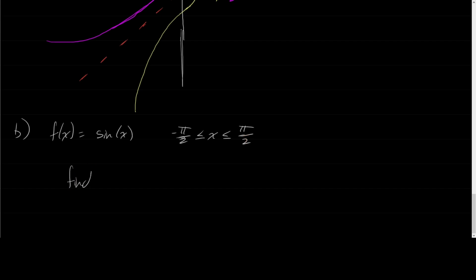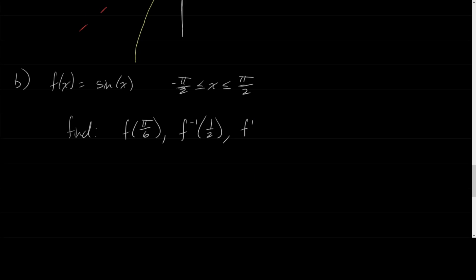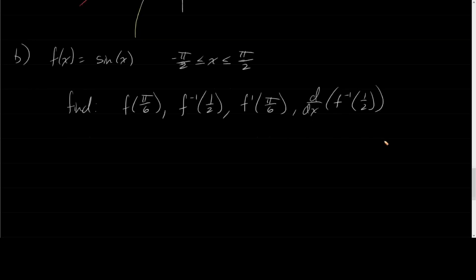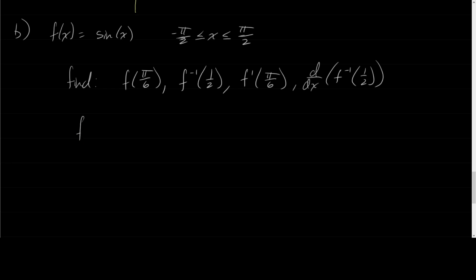So now let's see what we're going to find here. We're going to find f of pi over 6. We're also going to find f inverse of 1/2. We're going to find f prime of pi over 6, and we're also going to find d dx of f inverse of 1/2. All right, so let's take this one at a time. So we're going to say f of pi over 6.